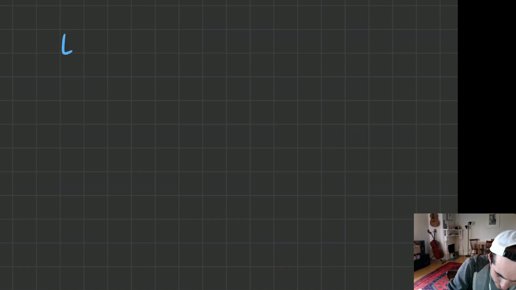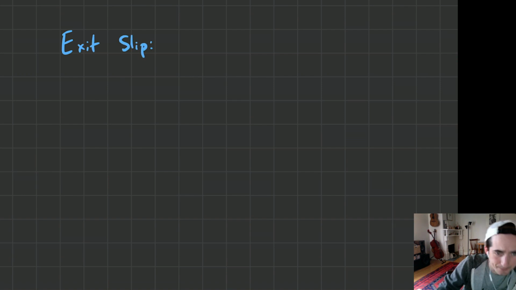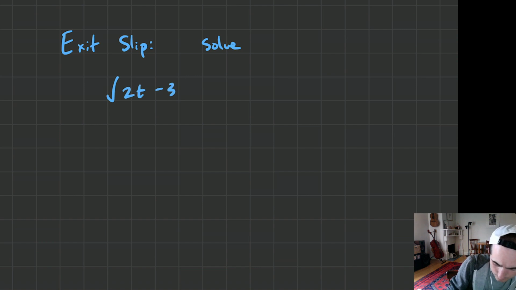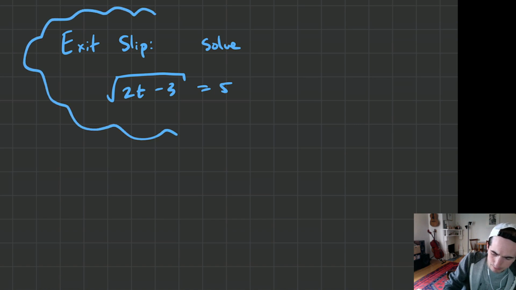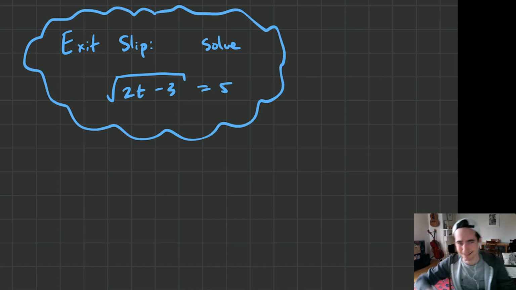Okay, so exit slip. I want you to solve the radical equation, square root of 2t minus 3 equals 5. Okay, so that is your exit slip. It has to be completed before midnight tonight.